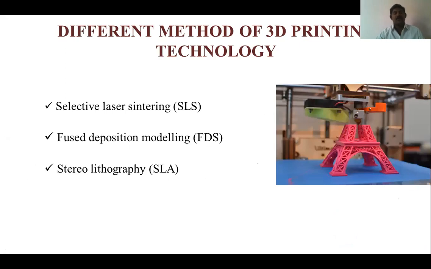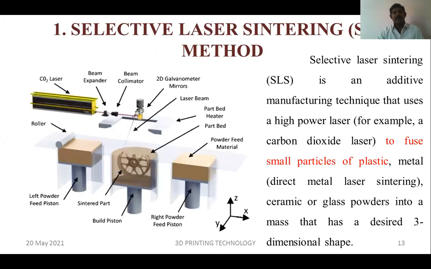And three different methodologies in 3D printing are selective laser sintering, fused deposition modeling, that is FDM, and stereolithography. So these are the major 3D printing technologies we are using in our day-to-day life. The first one is the selective laser sintering method, otherwise called the SLS method. Another name for selective laser sintering is powder technology. So we are using powder, and we are fusing the powder into a particular model.